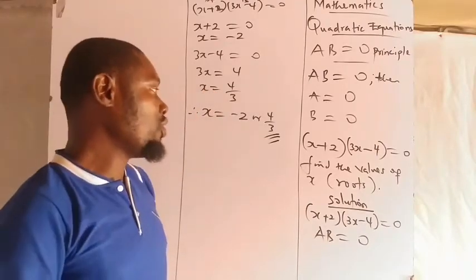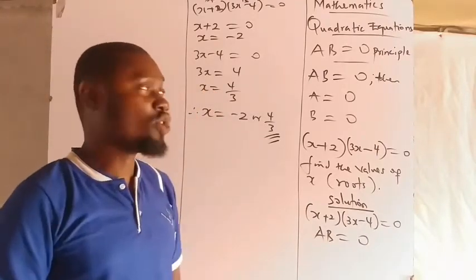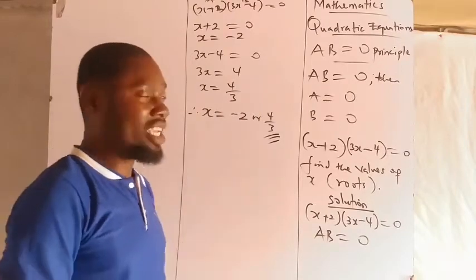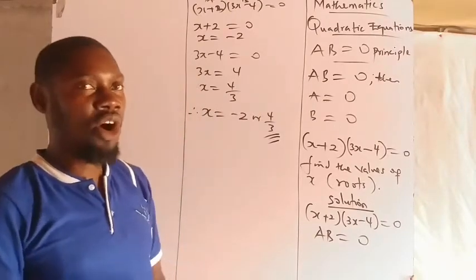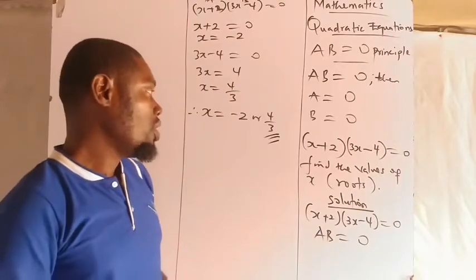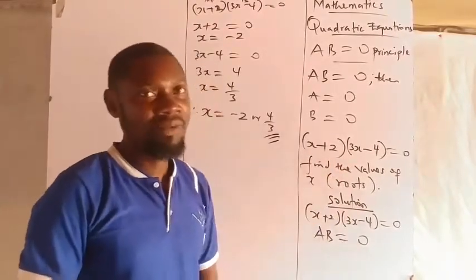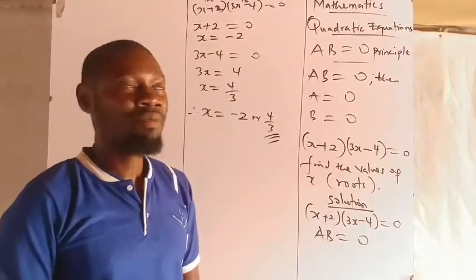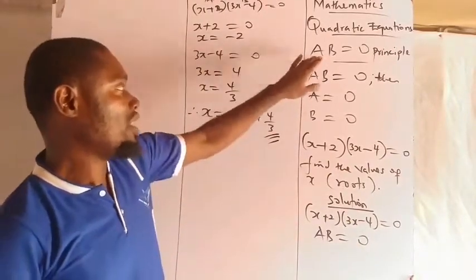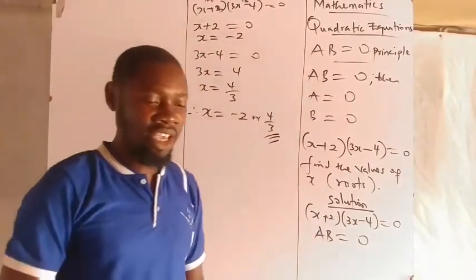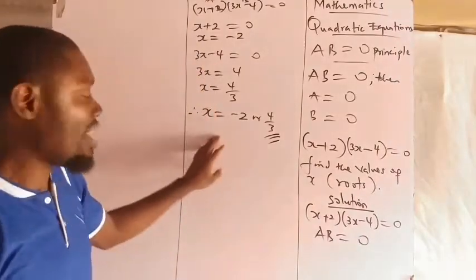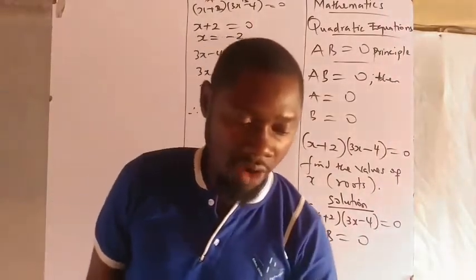Because if you are using the factorization method in solving quadratic equations, which of course I need to treat with you also, you will certainly arrive at the point where you have two brackets. But that will not give your final answer. You need to apply the AB is equal to 0 principle to help you find the final values, or the final roots of x.